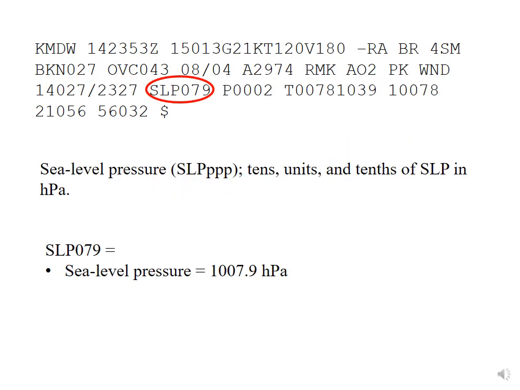Next, we have the sea level pressure in hectopascals, tens, units, and tenths. In this case, what we've done is we've lopped off the first digits, the 10 or the 9. Sea level pressure is going to be 1007.9 hectopascals.